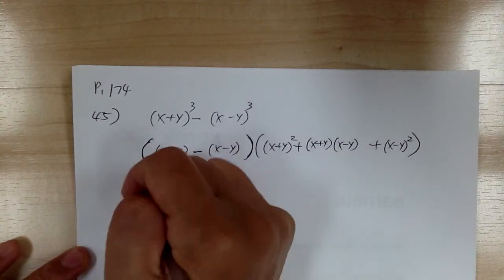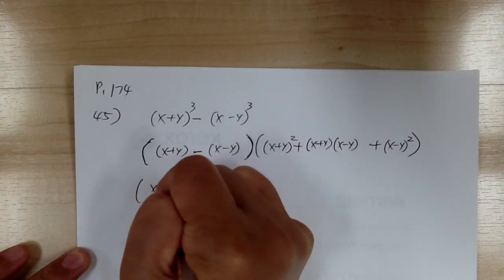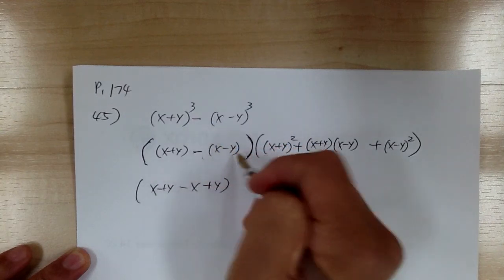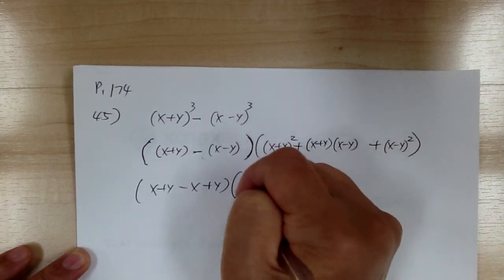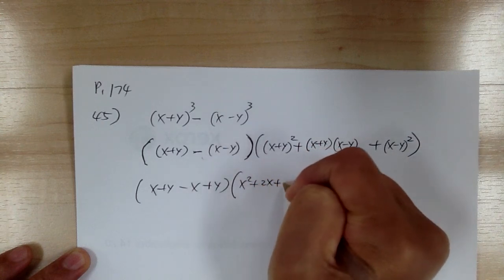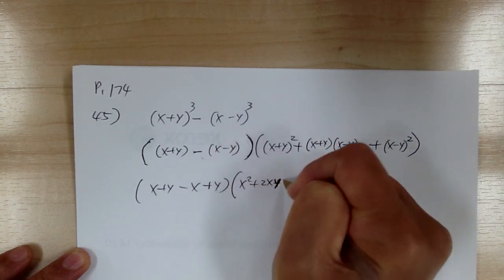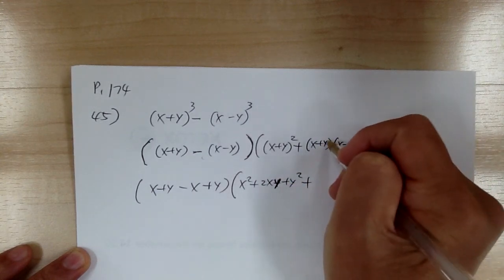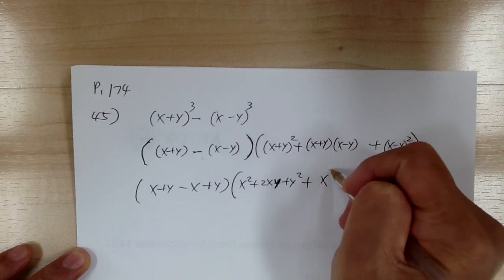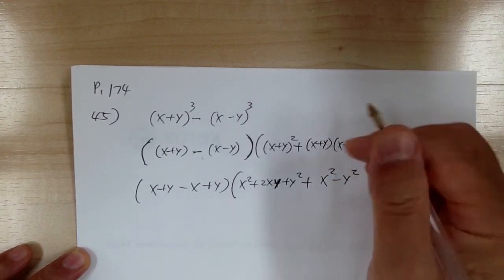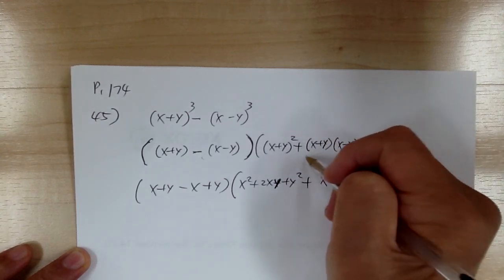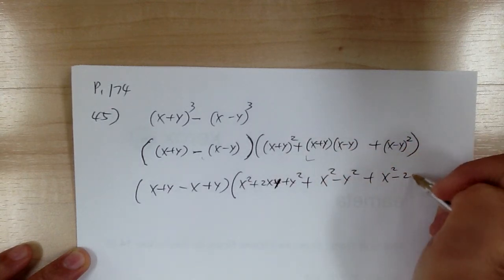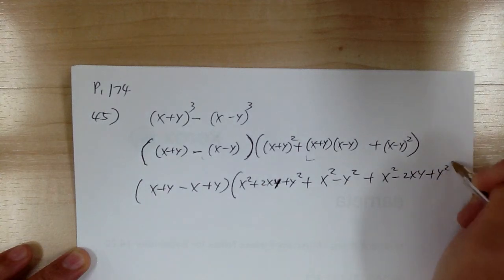Now you're going to start to simplify. So you're going to get x plus y minus x plus y, right? Again, you have to distribute to change your sign. This over here, you're going to get x squared plus 2xy plus y squared. Plus, here this is a conjugate, so it becomes a difference of squares. This one over here is going to be x squared minus 2xy plus y squared.